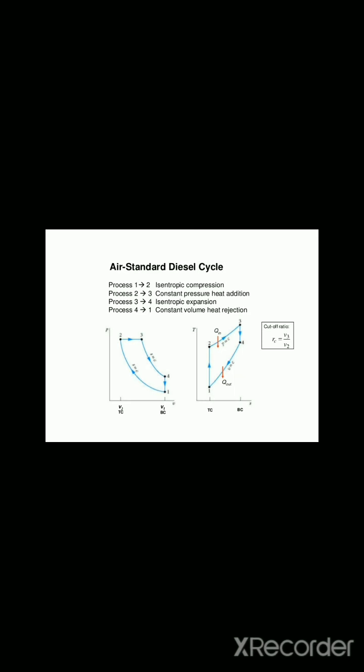Next is the graphical presentation of the air standard diesel cycle. The process 1 to 2 is isentropic compression, which is shown in the graph. Then the second process is 2 to 3, that is the constant pressure heat addition. The next process is 3 to 4, that is the isentropic expansion. And the last process is 4 to 1, that is the constant volume heat rejection.